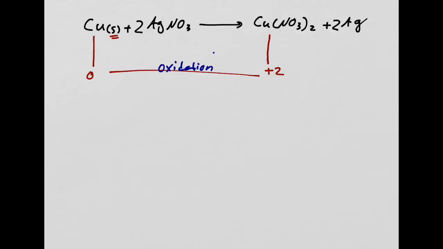Now let's see what happened to silver. What happened to silver over here? Silver is 0 because it's silver metal. Anything by itself has a charge of 0. Now what happened to silver over here? Silver is +1 because NO3 is -1. This is +1, an ionic compound. Same as charges, same as an ionic compound. Charges are the same as oxidation number. I go from +1 to 0.